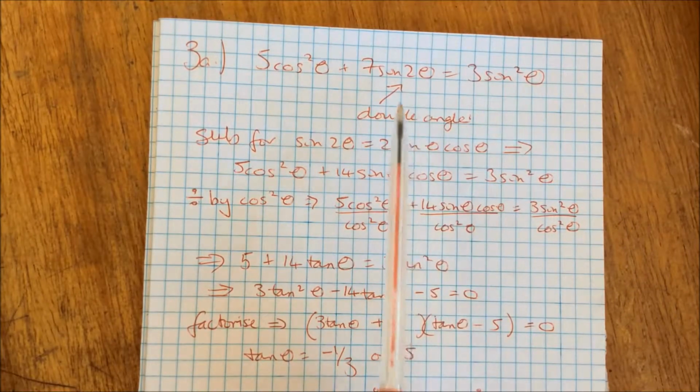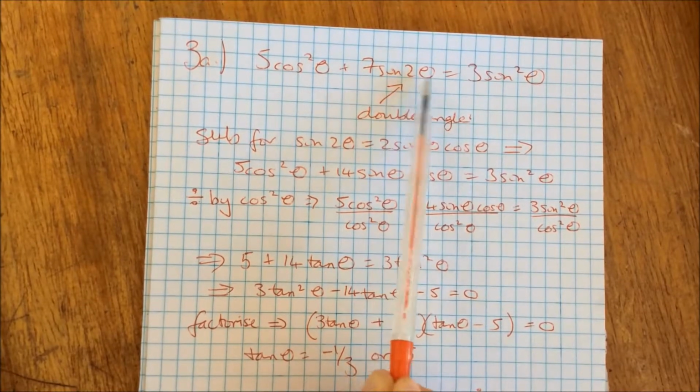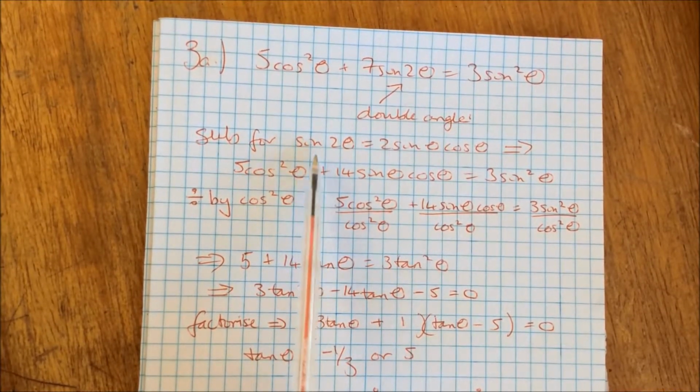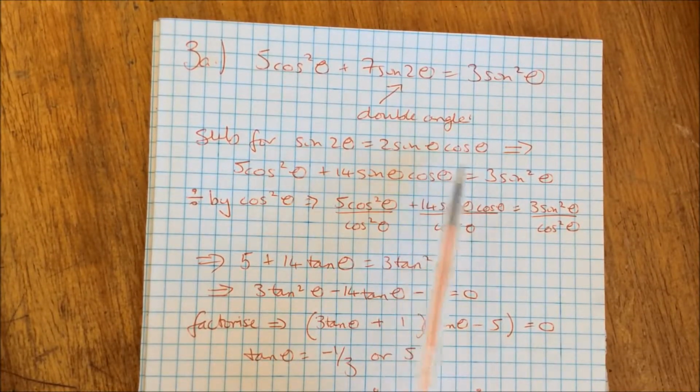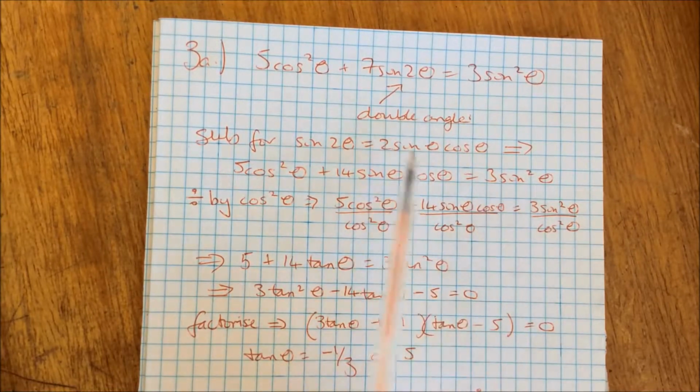Here's the equation they're giving you. You need to spot that is the double angle there, sin 2 theta. So let's swap it for this one. Sin 2 theta equals 2 sin theta cos theta. And it then looks like that. Don't forget you've got to multiply the 7 by the 2.